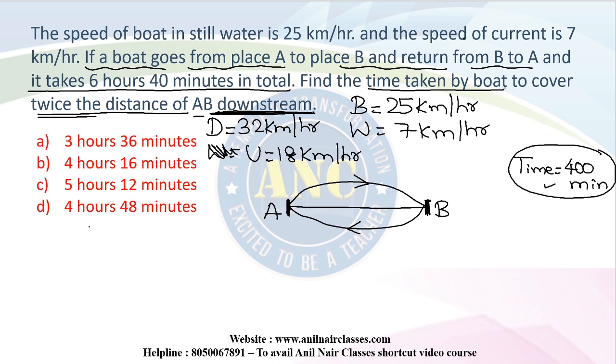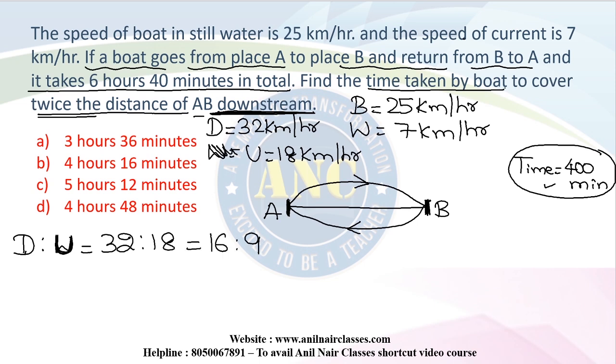Now can I say that the downstream speed and upstream speed... I don't know why I am writing upstream speed as W always. It is U. Don't get confused once again. I'm so sorry for that. Downstream speed is to upstream speed, the ratio is 32 is to 18. 32 is to 18 is 16 is to 9.